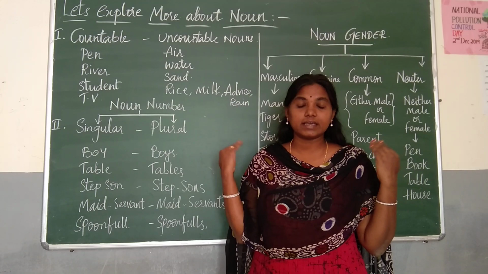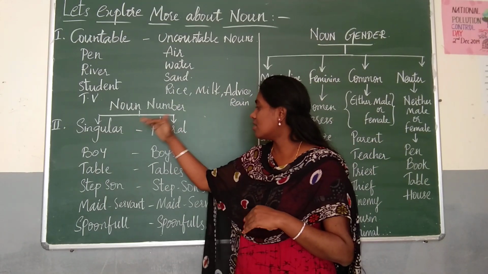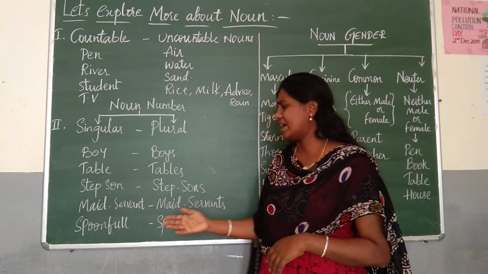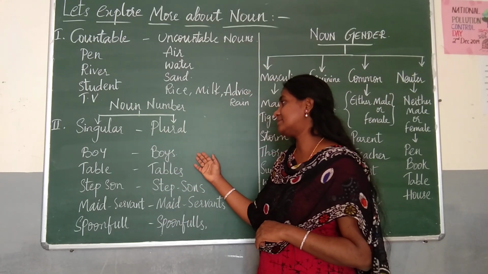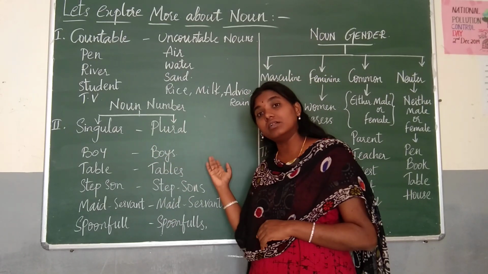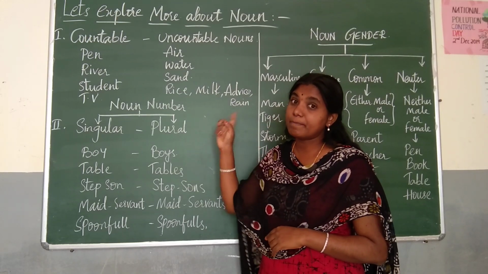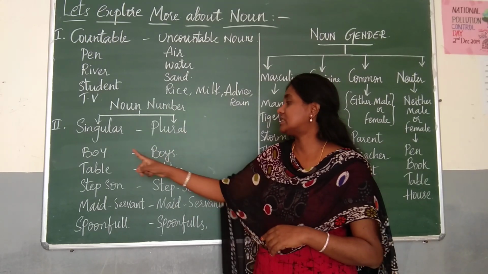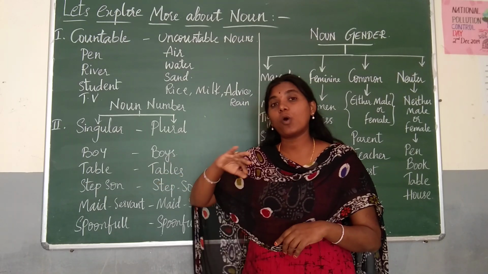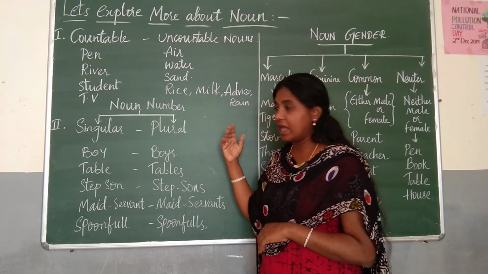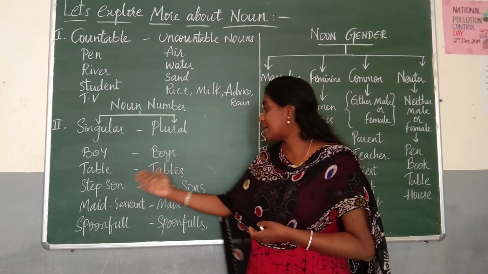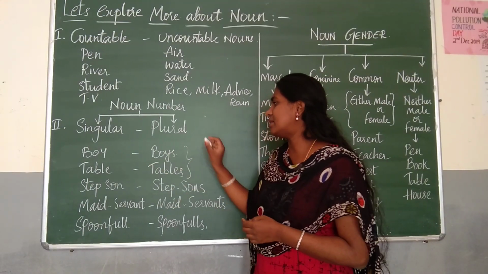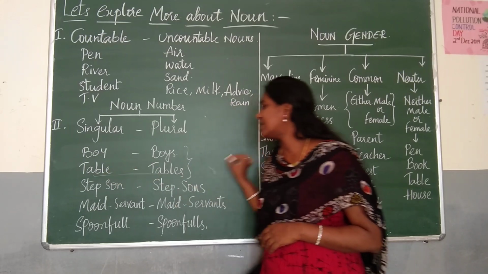Noun number is always singular and plural. Very simple topic, I need not explain more. Boy is singular, boys is plural. Girl is singular, girls is plural. Man, M-A-N, is singular and women, W-O-M-E-N, is plural. I didn't put it on the board since the space is less. So stepson, all these, up to here it is very simple.